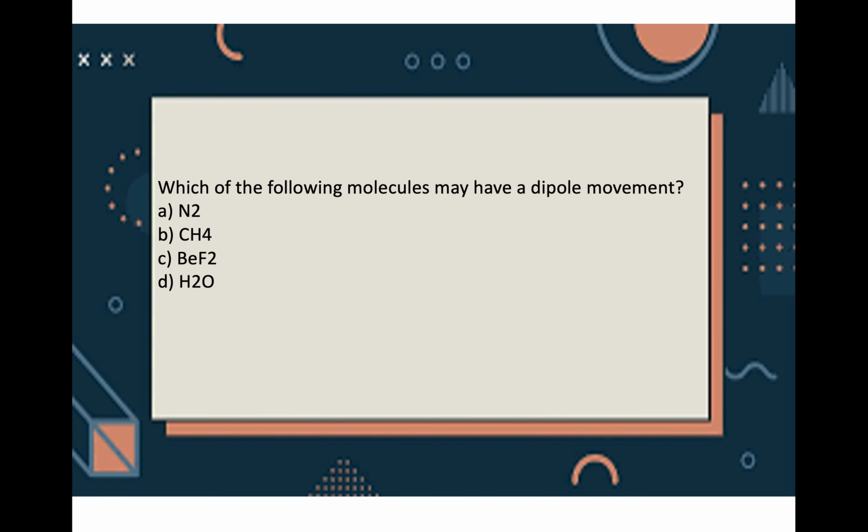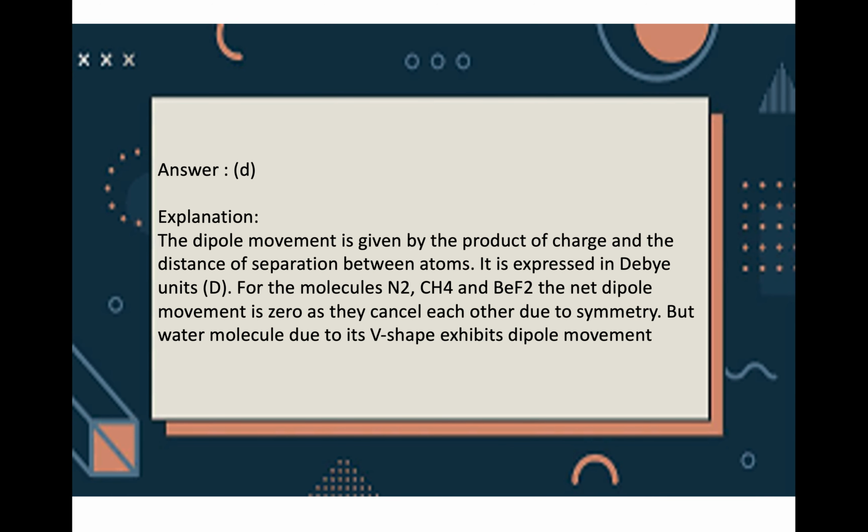electrons. Next question, which of the following molecules have dipole moment? Is it N2, CH4, BeF2 or H2O? The correct answer is water. The dipole moment is given by the product of the charge and separation distance between the atoms, usually expressed in units of debye. So for the molecules N2, CH4 and BeF2, net dipole moment will be 0 because they cancel each other due to the symmetry. But water molecule has got V shape, so it shows dipole moment.